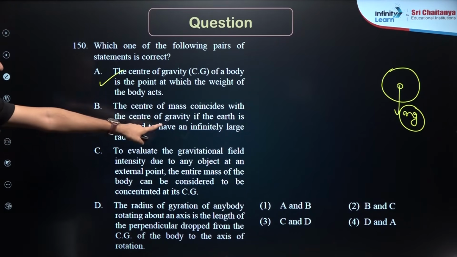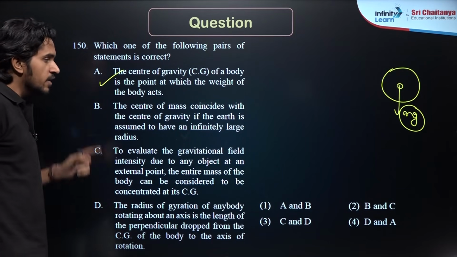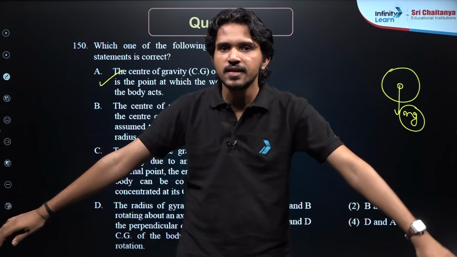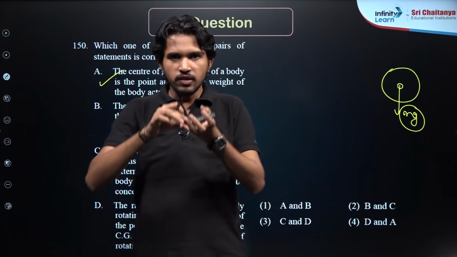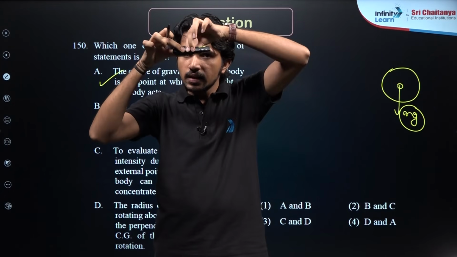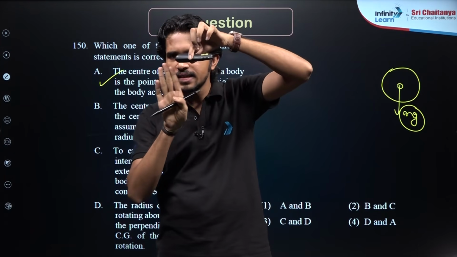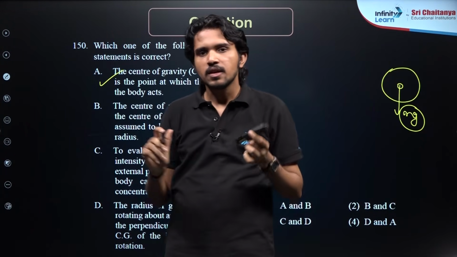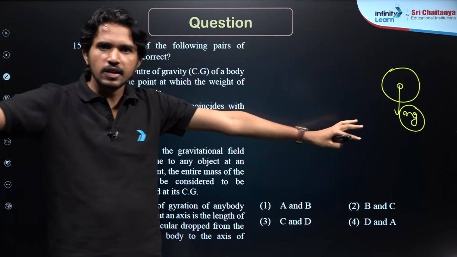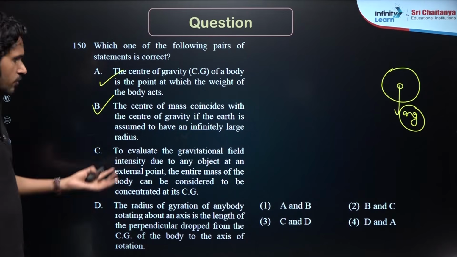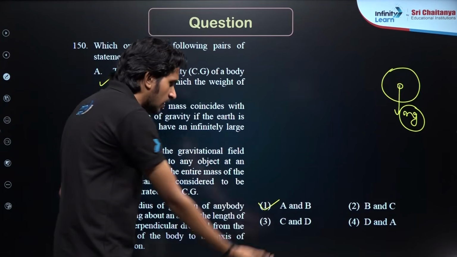Option B, the center of mass coincides with the center of gravity if earth is assumed to have an infinitely large radius. Infinitely large radius means very large. So like this floor is flat. So if I am talking about this mass, then mg, acceleration due to gravity is almost same, not almost same, exactly same at this level. Okay, so that means center of mass coincides with center of gravity when the radius is very large. So yeah, we need to choose the pair. So A and B is there in the option. That means A and B is going to be the answer, right?